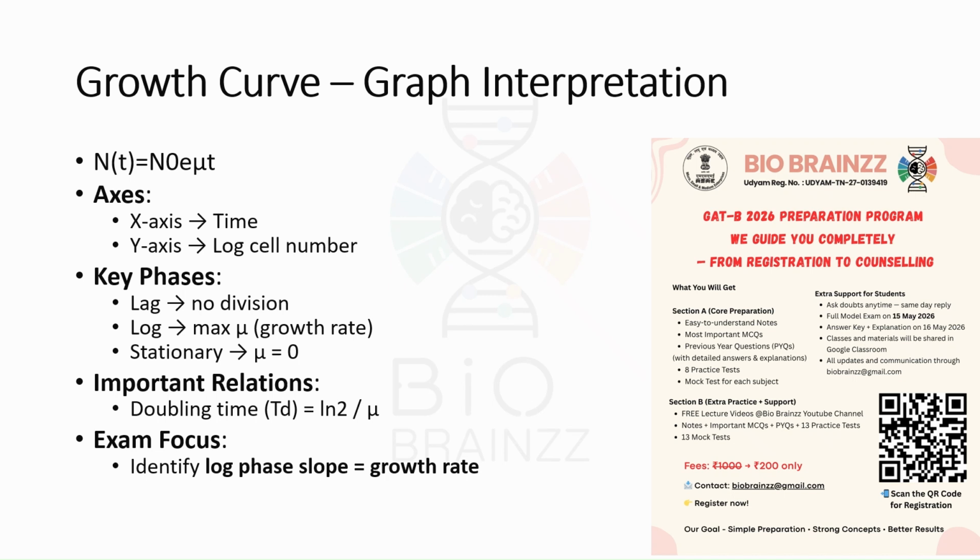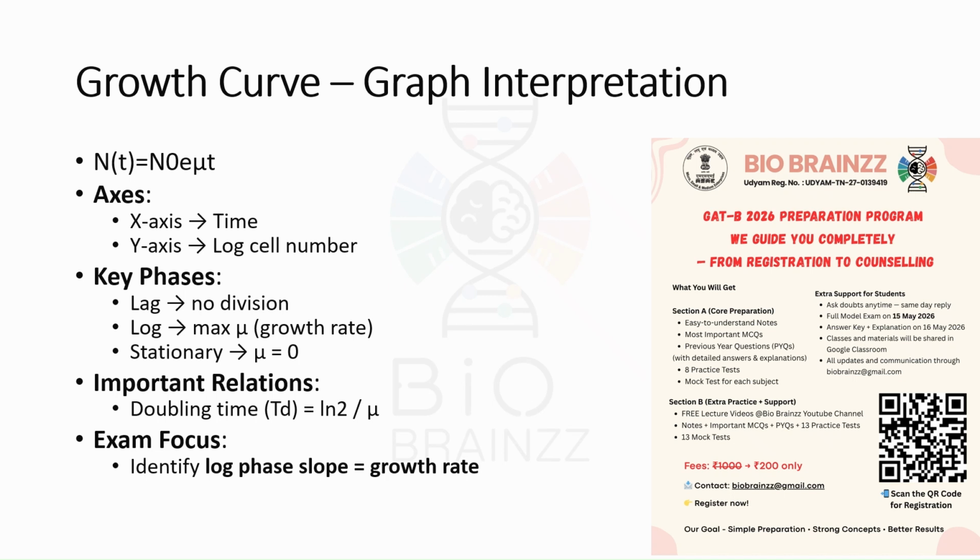The growth curve shows how cell number changes with time. The x-axis represents time and the y-axis represents the logarithm of cell number. The curve has four phases: lag, log, stationary, and decline. In the log phase, cells grow rapidly and the growth rate is maximum. In stationary phase, growth stops due to nutrient limitation.